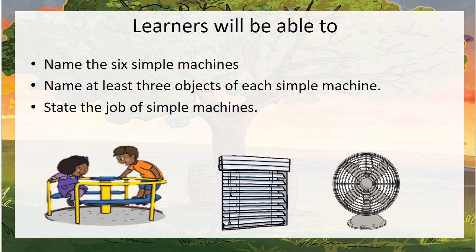In this lesson, learners will be able to name the 6 simple machines, name at least 3 objects of each simple machine, and state the job of the simple machines.